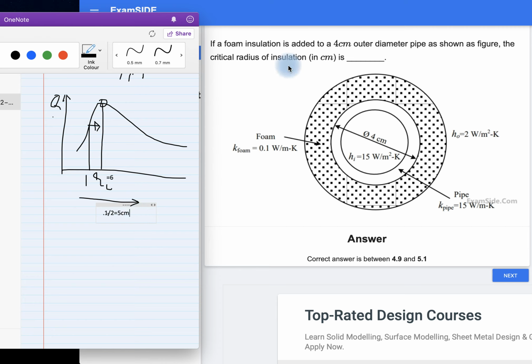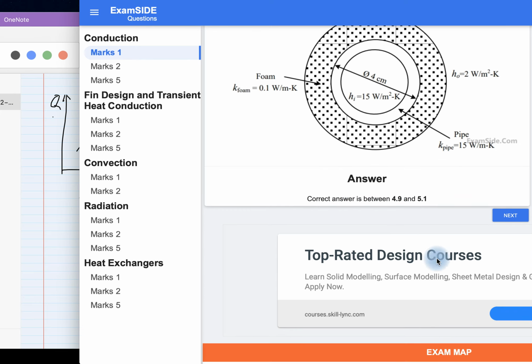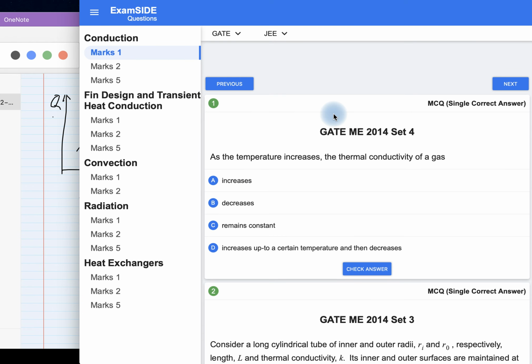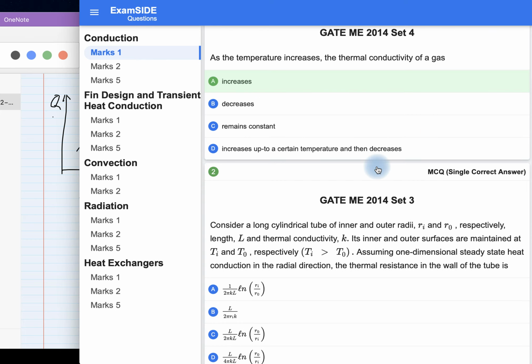So the critical radius of insulation should be, in this case, 5 cm. I have calculated already. The correct answer is between 4.9 and 5.1. So the correct answer is 5. As the temperature increases, the thermal conductivity of the gas... the correct answer is A. Thermal conductivity of the gas will increase.